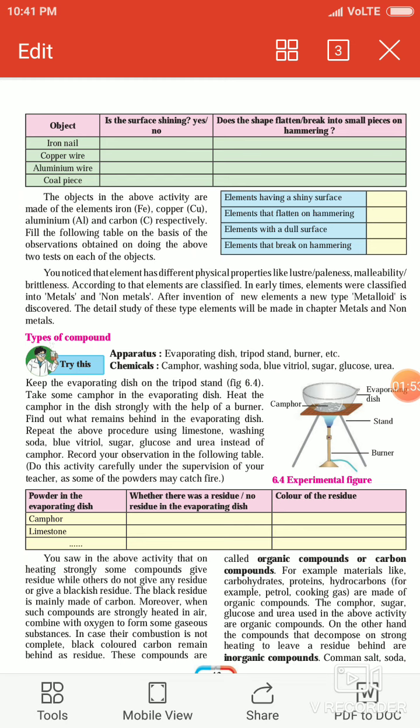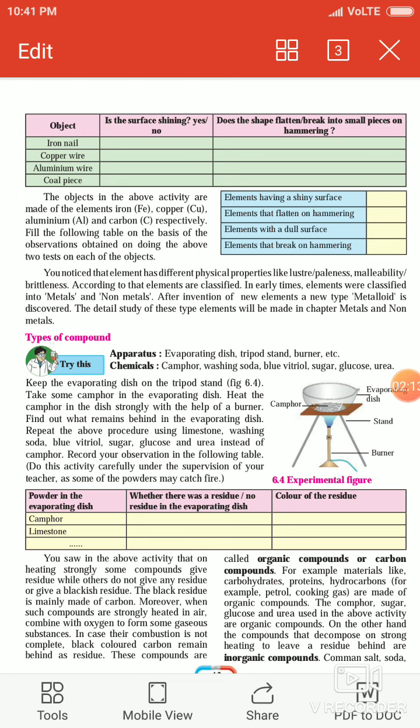So instead of camphor, we have to do the experiment on all these substances or chemicals. This activity must be done in the laboratory, not at home. Some observations you have to put in the table which is given in the book.